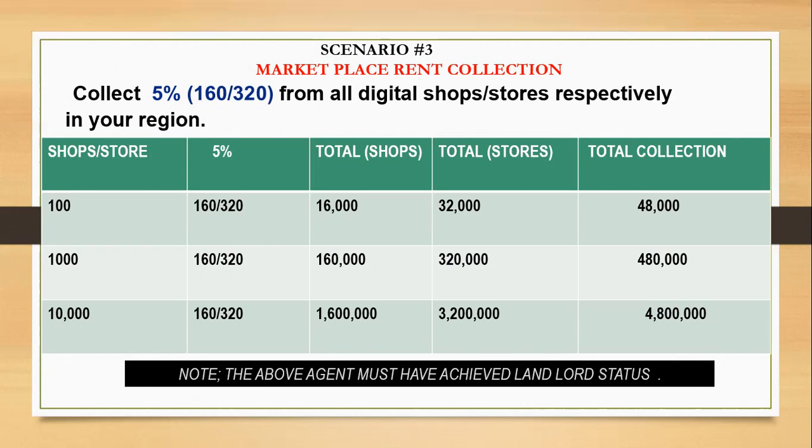a month. If you have 1,000 stores, you're able to collect 320,000 Kenya shillings a month. So if you have 1,000 stores and 1,000 shops, paying monthly rent, you're able to collect a total of 480,000 Kenya shillings. So applying the same, if you have 10,000 stores and 10,000 shops, you're able to collect up to a tune of 4.8 million Kenya shillings as a regional agent who doubles as a landlord.